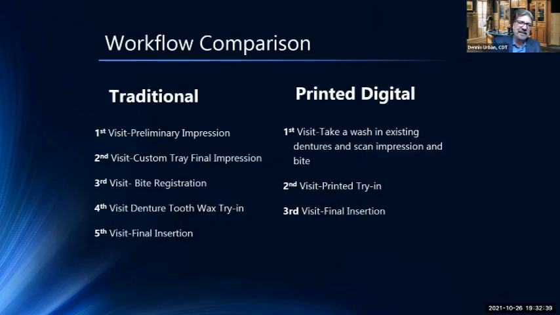So let's do a comparison here of the workflow from traditional to printed, and we'll get into some of the digital technology in a minute. Traditional, as I mentioned earlier, is 5 visits. On a printed digital denture, if you take a wash in the existing denture and scan the impression and bite on the first visit, it's only 3 visits. On the second visit, we'll send you a printed try-in. The printed try-ins are a little bit different from what you're used to seeing. You saw my try-ins earlier. This is going to be a little different. It's more of a monolithic shaded try-in. Then we give you that printed try-in, and on the third and final visit, you insert it. So we can cut those 5 visits down to 3 visits in a very successful way.